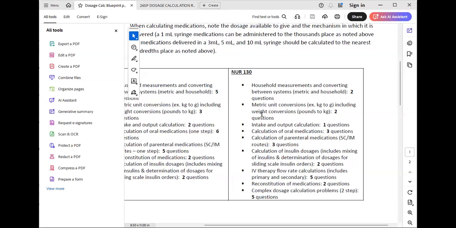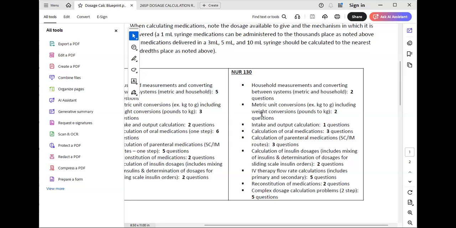You still have to know how to do the math. Most of the stuff is the same. You're going to be doing some metric to metric and metric to household or household to metric conversions. You're going to be converting pounds to kilograms. You're going to have your intake output calculation, that urine question where you calculate how much water you are going to give the patient after they've voided a certain amount. So we'll look at those.